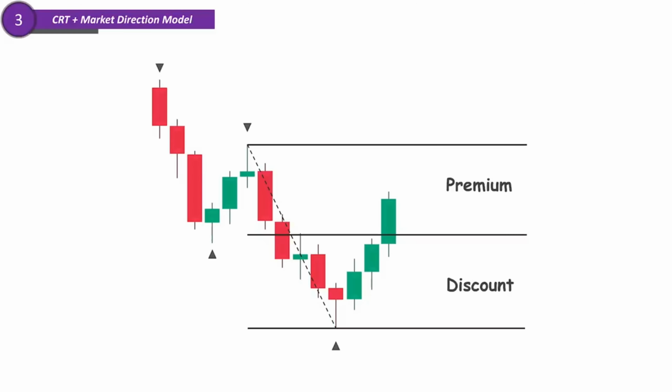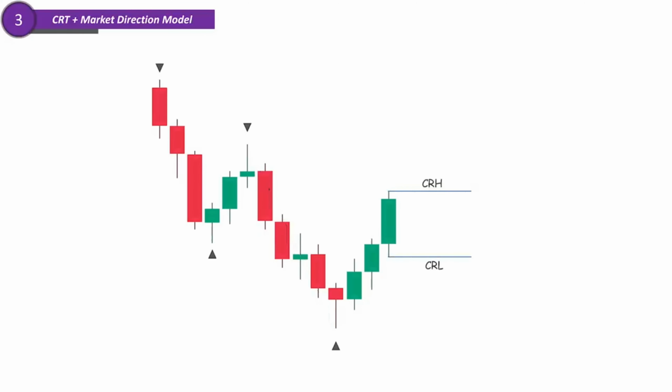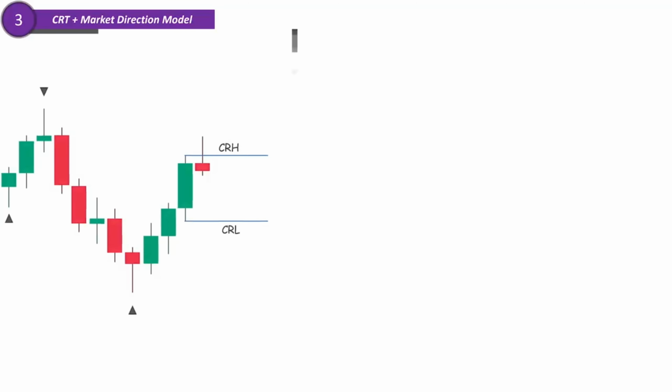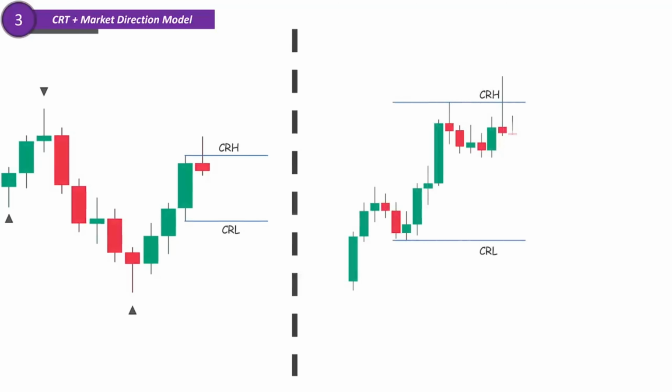Once price enters this premium area, we apply the CRT model. But this time, we only focus on bullish candles within the correction. Just like before, we mark the high and low of each bullish candle and wait to see how the next candle behaves. If the next one breaks and closes above the range, the setup is not valid. But if it sweeps above and then closes back inside the range, we have a valid CRT signal in line with the bearish trend. To improve the entry, we zoom into a lower time frame and wait for a fair value gap to form right after the sweep.